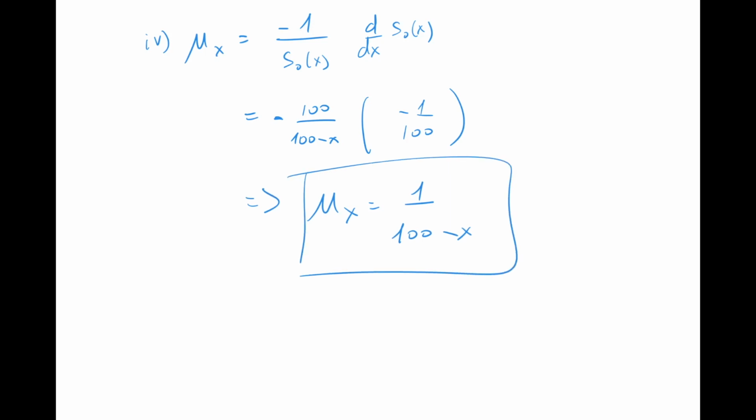Where you see that the mu x is going to increase to infinity when x goes to 100. It means that the closer you reach the age 100, the larger the probability is that you will die shortly after. And in the limit, if you almost reach the age of 100, you will almost surely die directly after you reach that age.